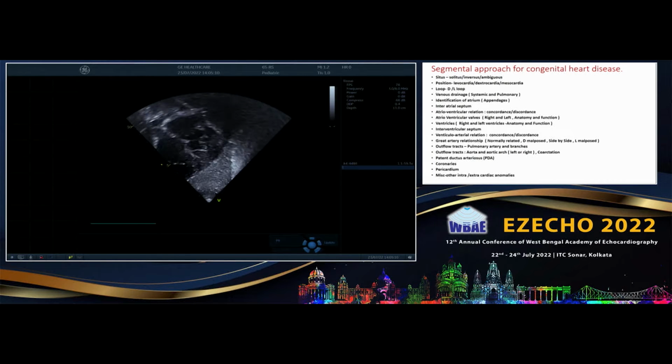So what we were discussing is how to identify the left atrium. We identify the left atrium by the drainage of the pulmonary veins, and not only the pulmonary veins, but mainly the left atrial appendage.